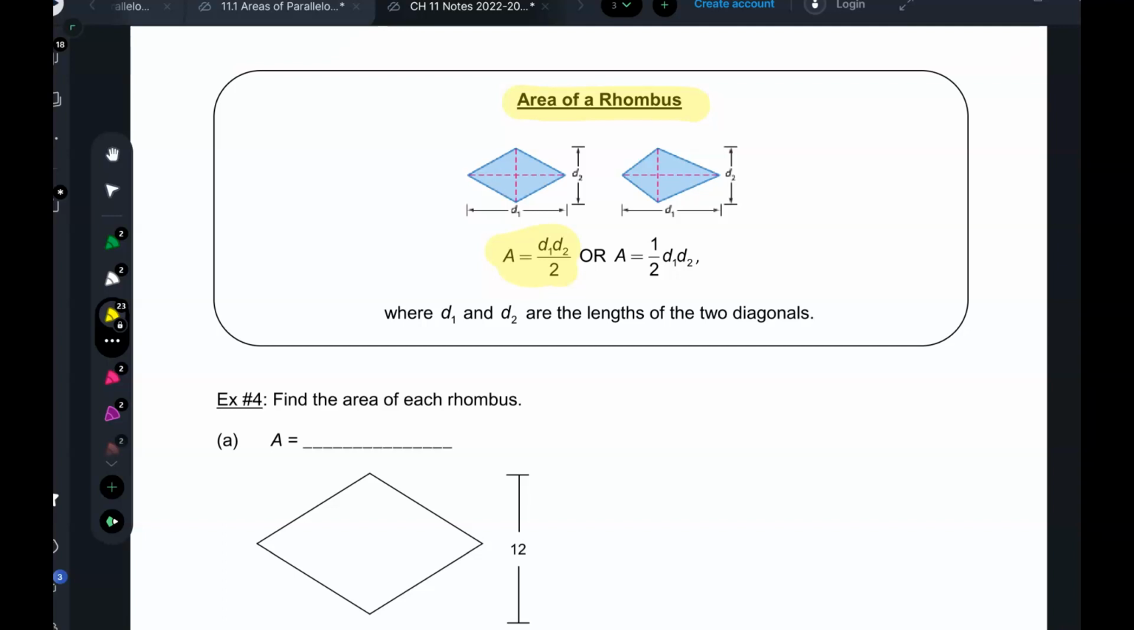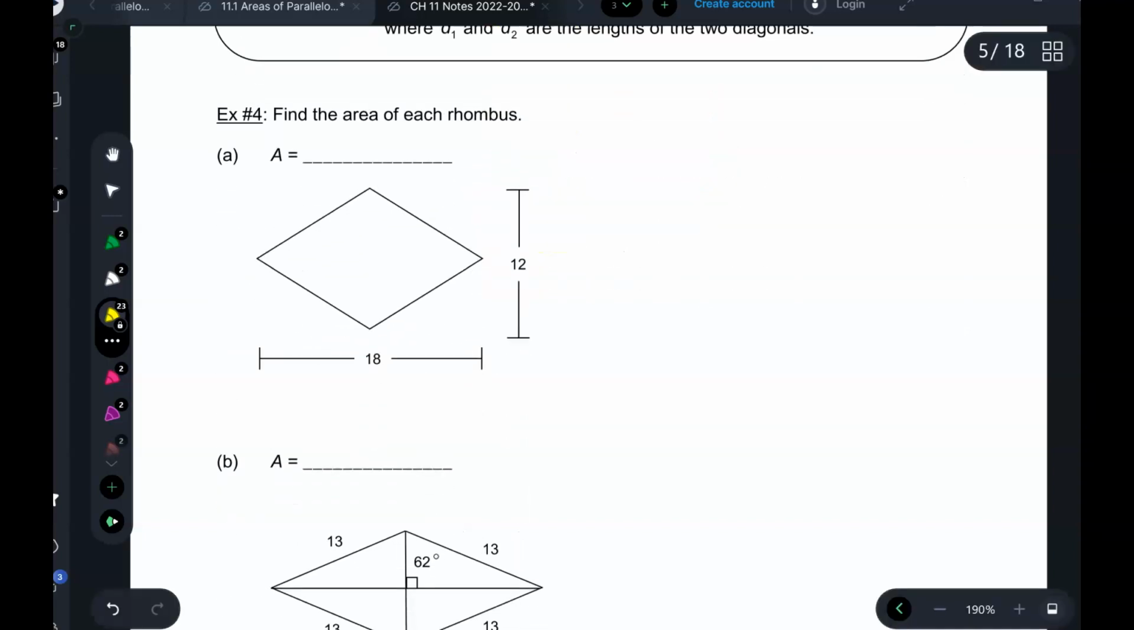Why does this work? It's the same thing as a triangle. Well, what do we know about the 4 triangles that are inside the rhombus? They're all congruent, but it's the same thing as a triangle, right? Because if you think the long base side times the short side height, divided by 2. That's the formula.